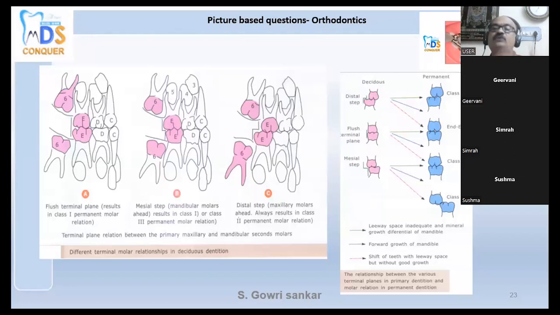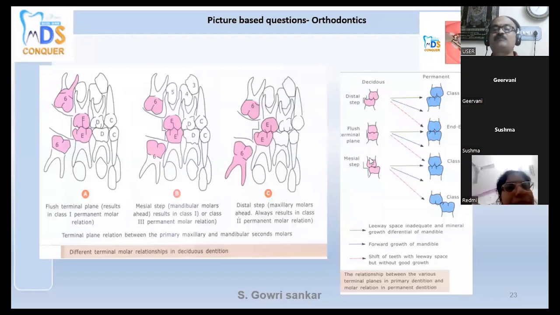Remember that whenever you see a class two relationship in mixed dentition, you should be very careful. You should try to see if there is any impending growth restriction. If the maxilla is growing more or if the mandible is not growing properly, you should care to see what are called growth changes. You have to bring about your orthopedic and functional appliances, growth stimulation or growth restriction. This is one of your interceptive orthodontics.